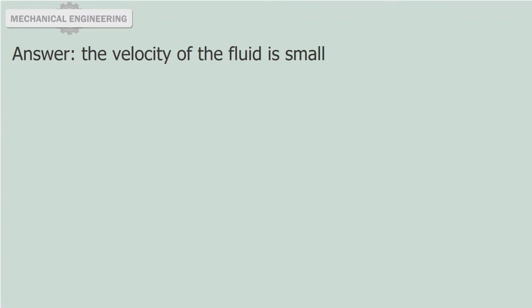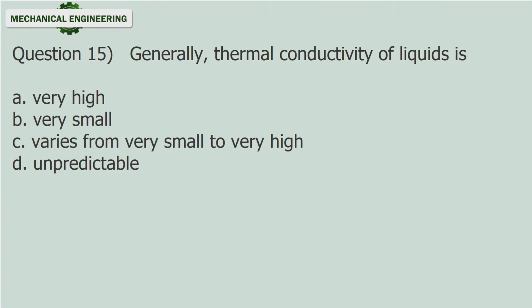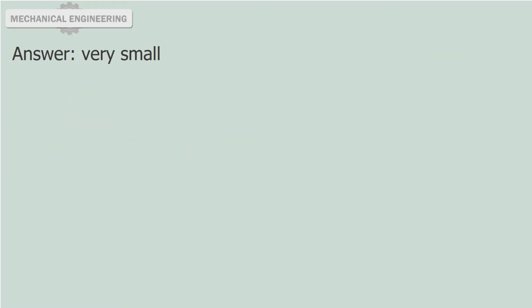Answer: the velocity of the fluid is small. Question 15. Generally, thermal conductivity of liquids is A. Very high. B. Very small. C. Varies from very small to very high. D. Unpredictable. Answer: very small.